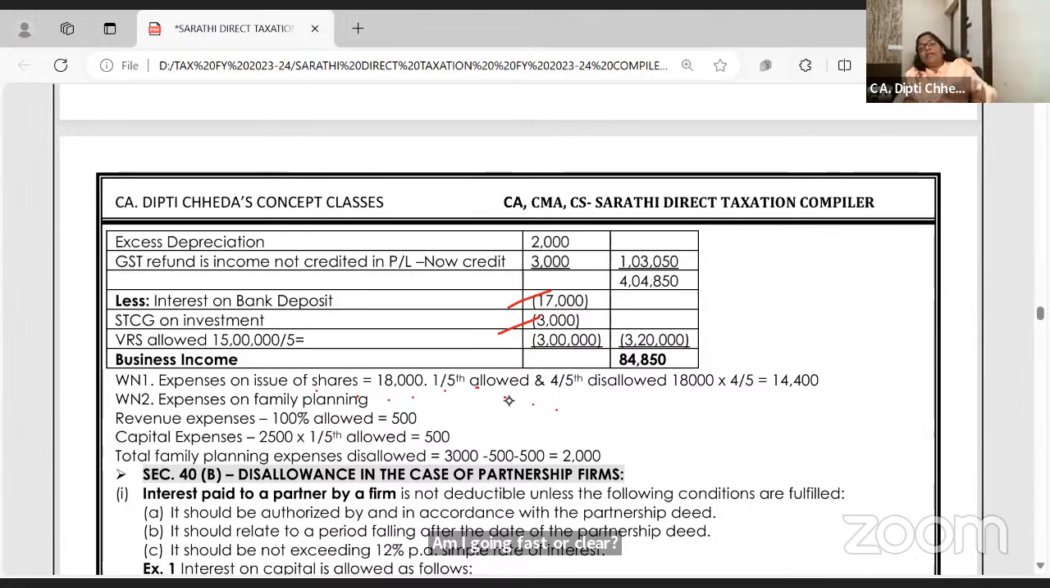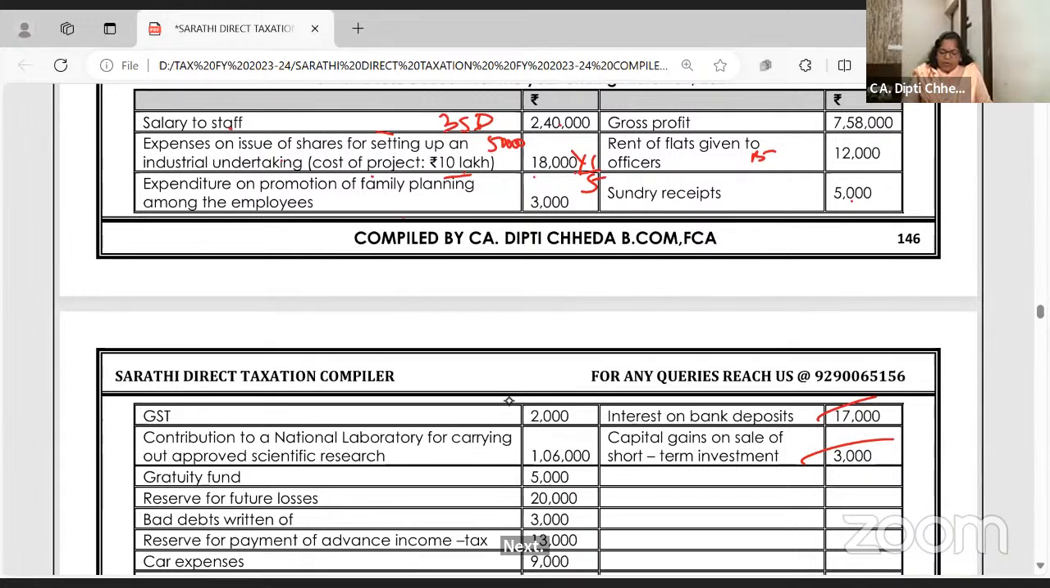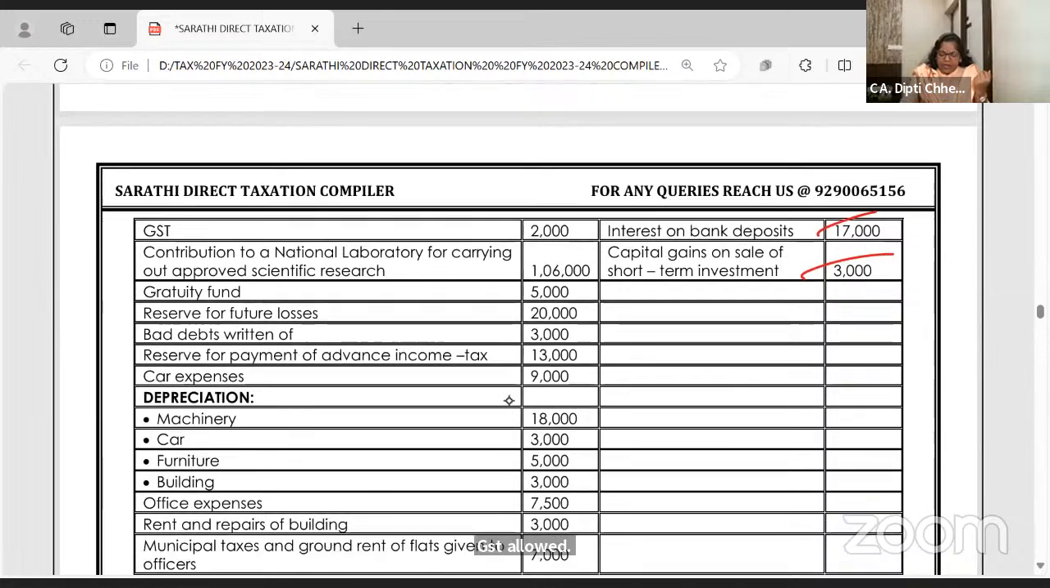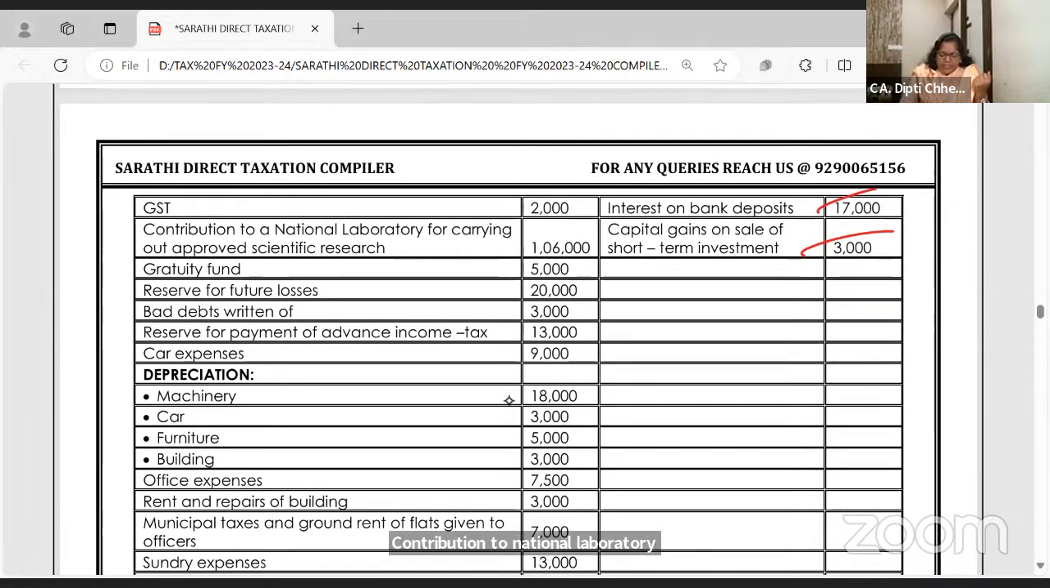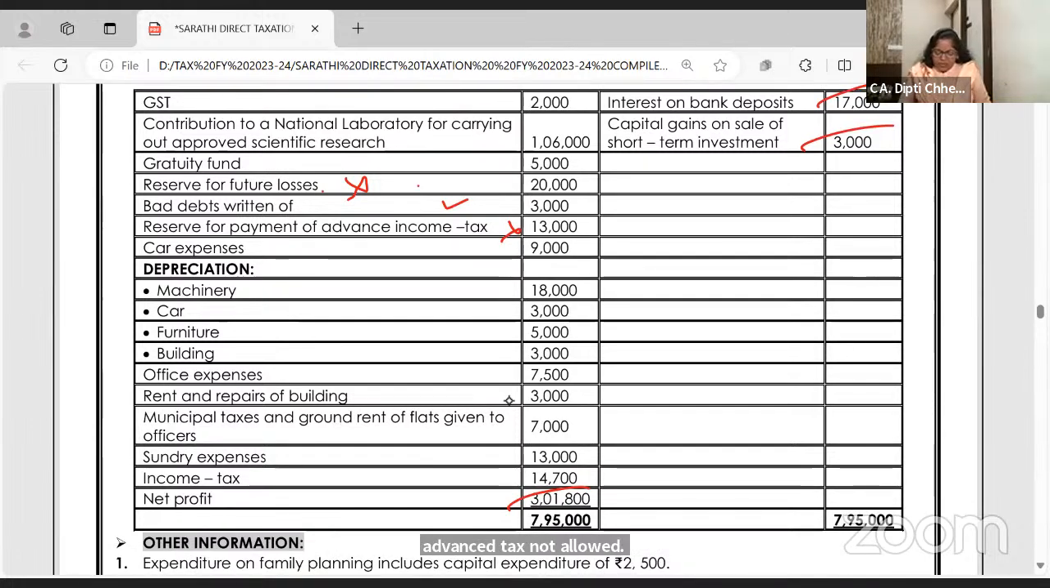1/5 is allowed, but you debited everything. So 4/5 will be disallowed. Next, we are here. Expenditure on family planning, that will come down. Revenue allowed, capital 1/5 allowed, GST allowed, contribution to national laboratory allowed, gratuity fund allowed, reserve for losses 20,000 not allowed, bad debt written off allowed, reserve for payment of advance tax not allowed.